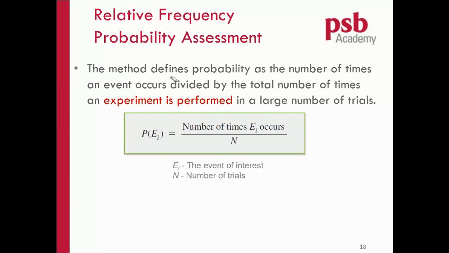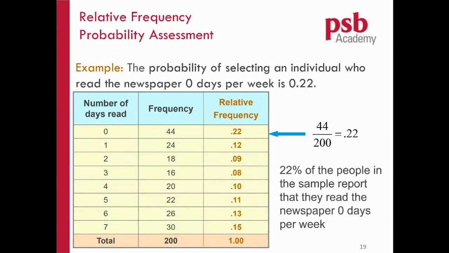The relative frequency method defines probability as the number of times an event occurs divided by the total number of times an experiment is performed in a large number of trials. Okay, so lengthy, right? Never mind. Just have a look at this. This is what you see in your first lesson.